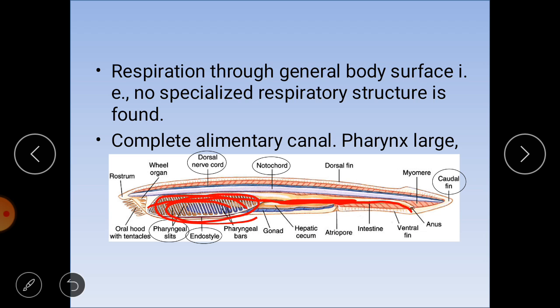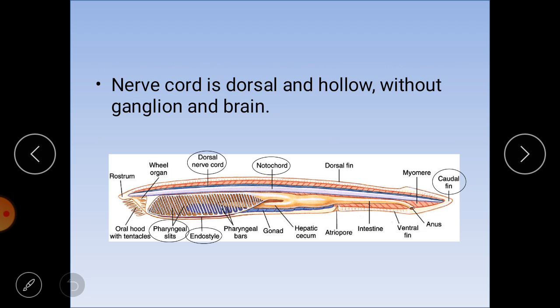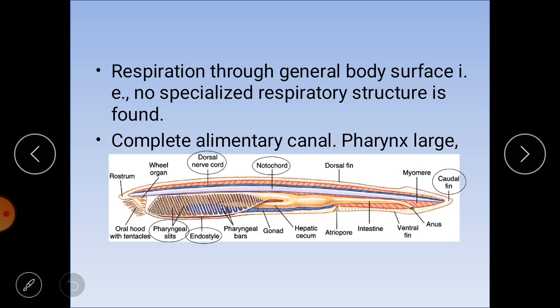Okay, and you know how they feed, through filter feeding, right? So whatever food is filtered in the mouth will go into the intestine and it will be digested here and released out through the anal structure.